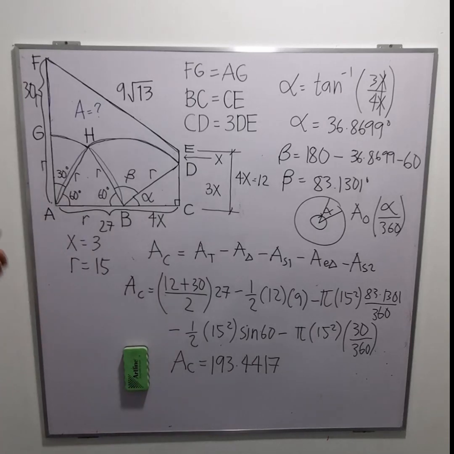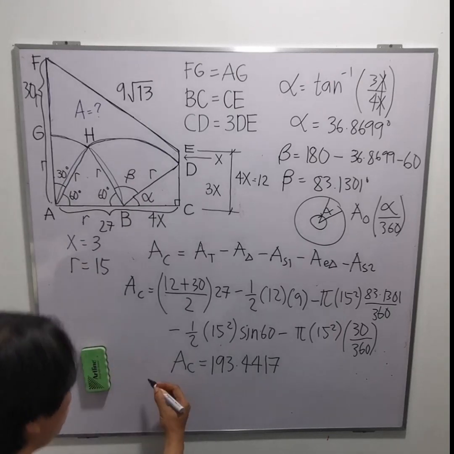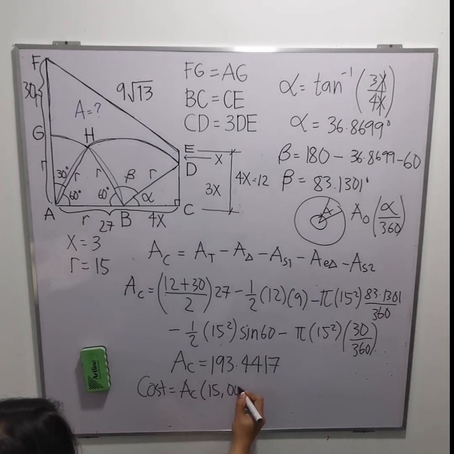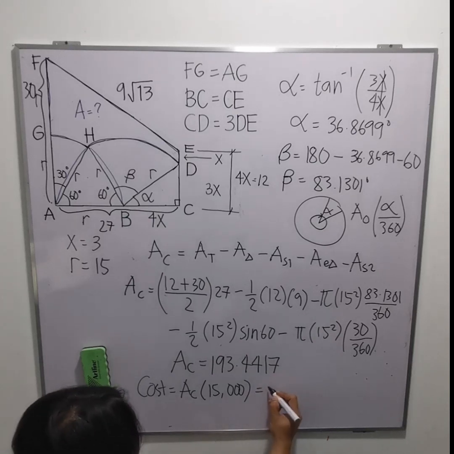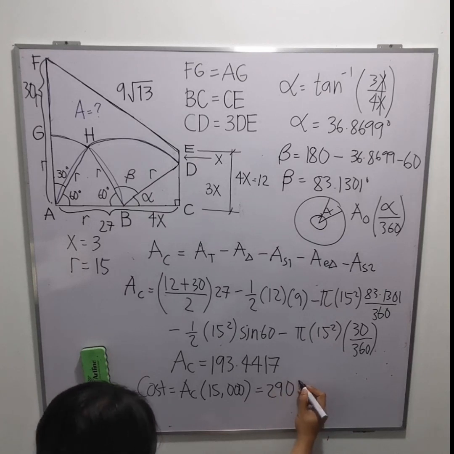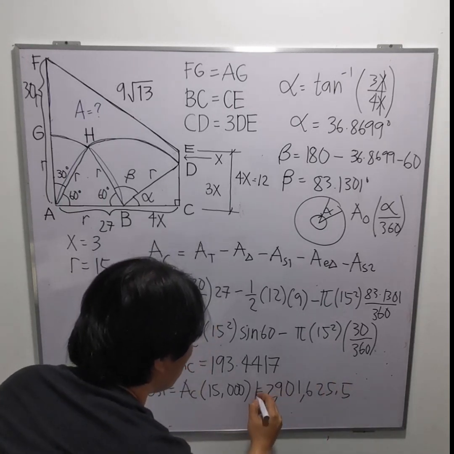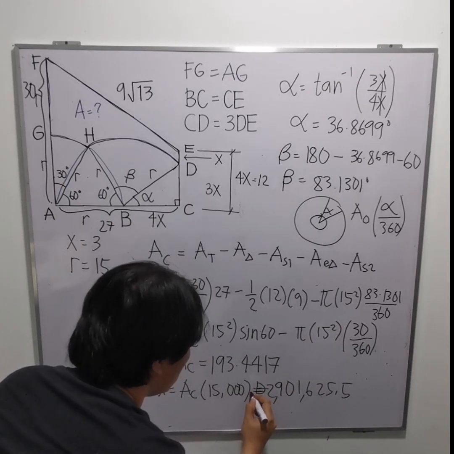So the area of the children's pool is 193.4417. The question is, how much will it cost for them to build the pool? The cost would be the area of the children's pool times 15,000. So we just multiply this area by 15,000. 193.4417 times 15,000 is 2,901,625.5. So this is about 2,901,000 pesos.